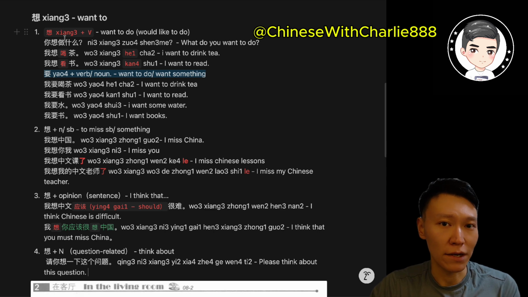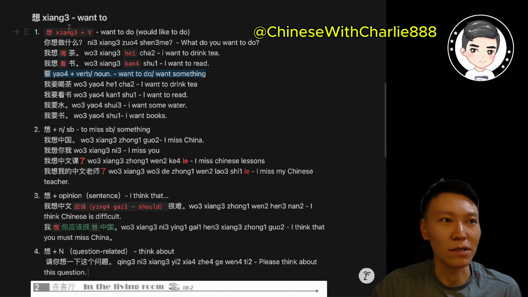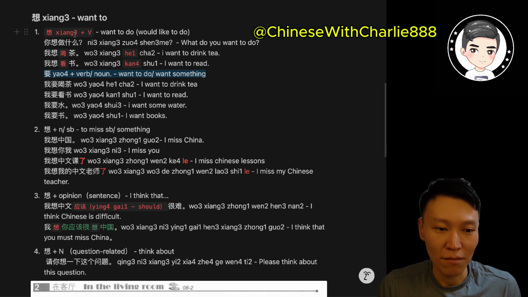After 想, we use a verb, which means want to do, or more politely, would like to do. And then we have a comparison between 想 and 要, right? 要 sounds more determined, sounds more like a demand. 想 is more like a personal wish. You feel like doing that, but you don't have to. If you don't have any chance, it wouldn't matter.